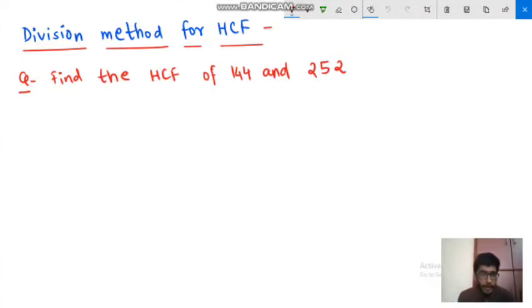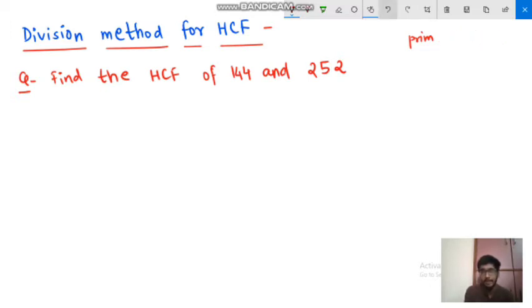Hi, good morning, guys. So, we will continue with the chapter HCF and LCM. We have learned how to find HCF using the prime factors method. You remember the prime factors method? What we used to do, if two numbers were given, we used to find the prime factors, then find the common prime factors between both the numbers, and then find the HCF. In this video, we are going to find HCF via the division method.